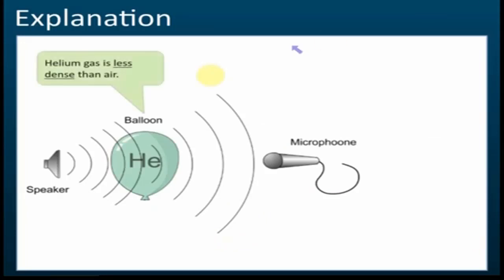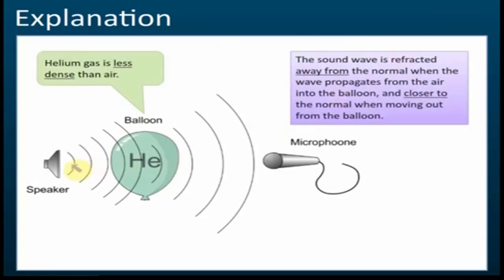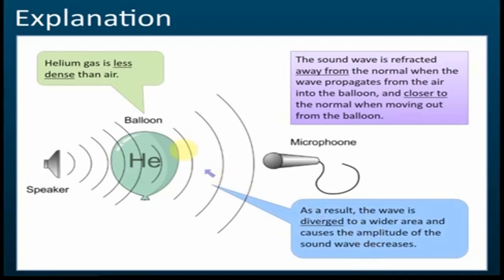That is because helium is less dense compared to the air. When the wave goes into the balloon, it will be refracted away from the normal, and when it comes out from the balloon, it will be closer to the normal. As a result, the wave is diverged to a wider area. And when it is diverged to a wider area, the energy of the wave is shared by the wider area, so the amplitude will decrease.